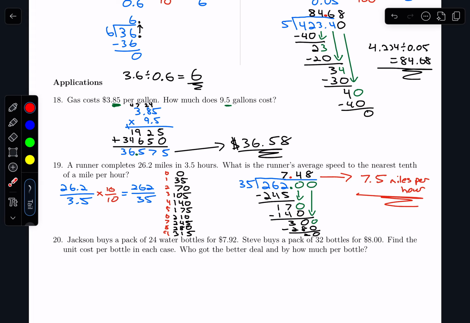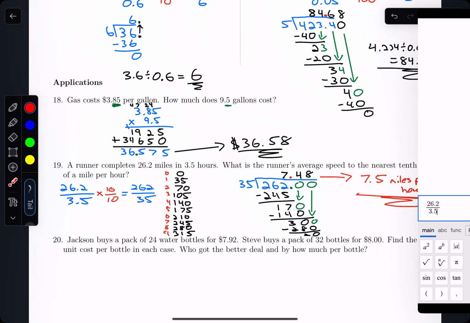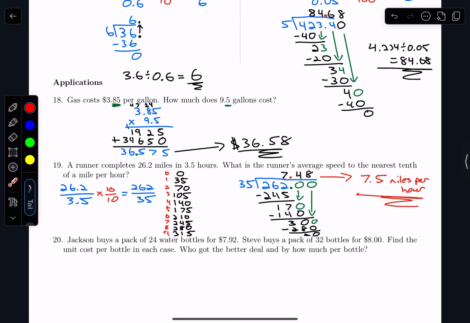If this problem, instead of saying nearest tenth, said nearest 10,000th, we would have had to keep going for quite a while. And in that case, I would have pulled out the calculator and said, okay, 10,000ths place, that's the 7, so this is 7.4857. And I would have stopped there. But because it was just nearest tenth, it wasn't too hard to actually work out the first 3 digits and then round to be 7.5 miles per hour.